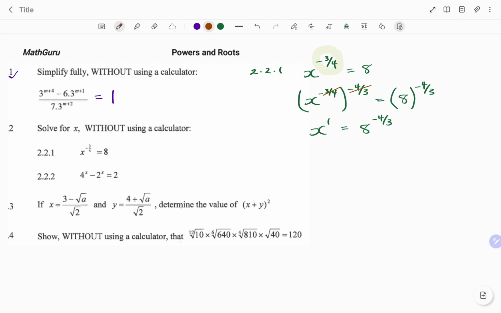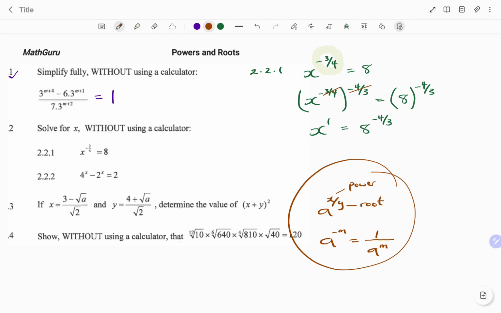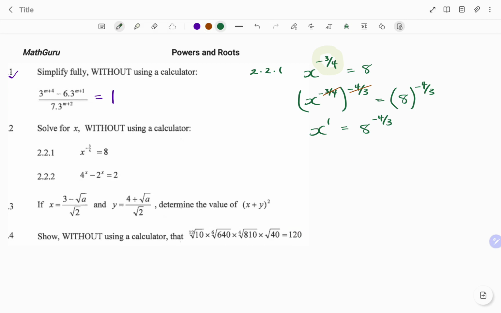For a rational exponent, if I have a to the power of x over y, the x at the top will be my power or my exponent. The y at the bottom will be my root. Likewise, if I have a to the power of a negative exponent, to make it positive, the negative will become my fraction bar, and then it's going to be a to the power of positive m. So I'm going to apply these two rules to a to the power of negative 4 over 3.